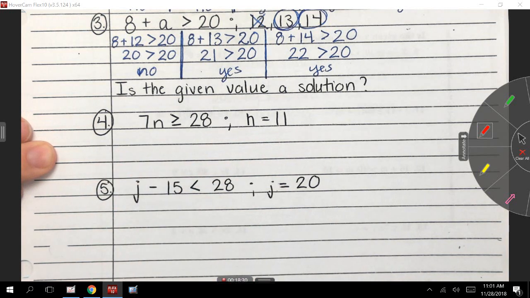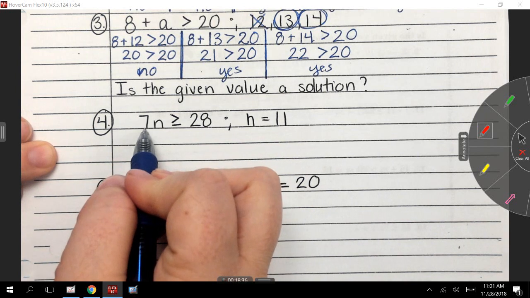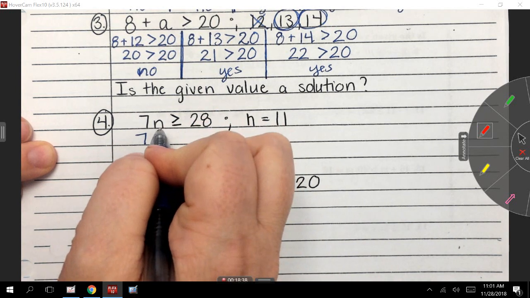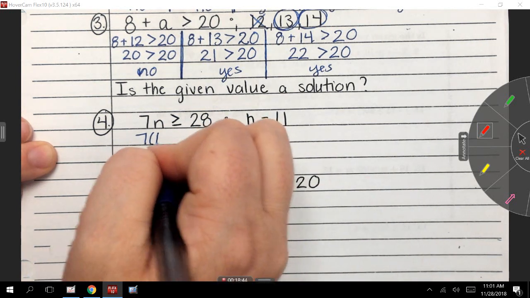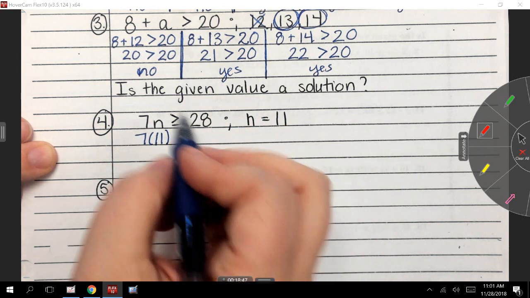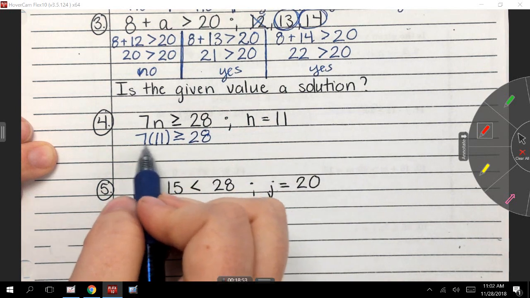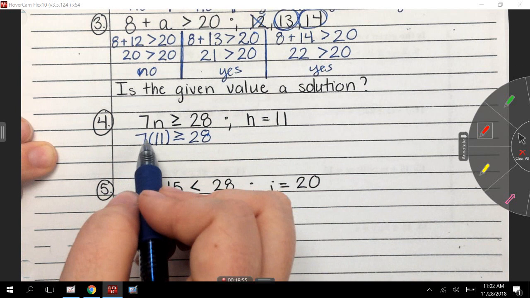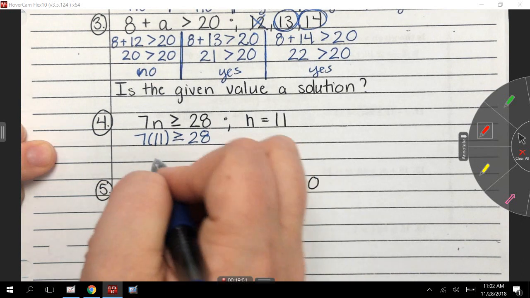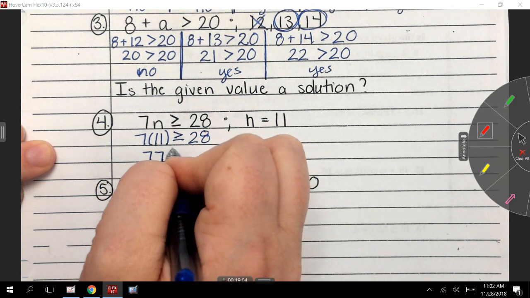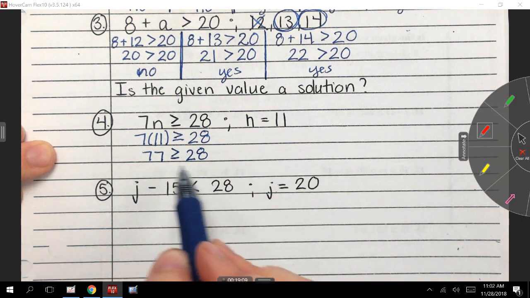All right, so Tony, on number 4, I only have one number to try, right? Can you set that up for me on number 4? 11? Alright, no. Okay, so we have 7 first, right? 7. And then the n is next to it, but what are we using? Multiplication, and we're going to use the number 11. And then we need the symbol and 28. Perfect. All right, let's do our math. What do we get there? 7 times 11. 77. And then we have our symbol and 28. So is the alligator eating the big number here?